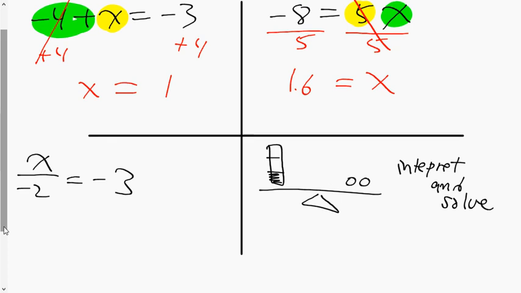In this case, we want to isolate x. We want to get rid of divided by -2. The opposite of dividing by -2 is multiplying by -2. So we're going to multiply both sides by -2. Create a new equation with x equals a positive 6.